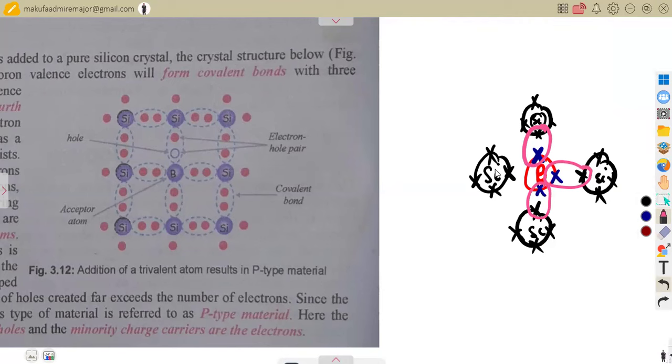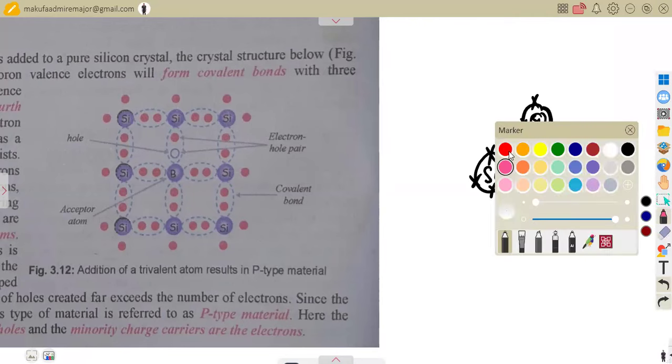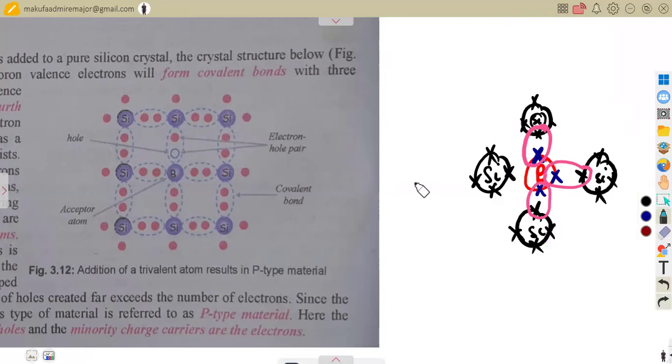What about this silicon remaining? We do not have an electron to use here, we do not have an electron to use there. So that is the part which we refer to as the hole. We are in short of electrons. So it is an electron-hole pair, where an electron is pairing with a hole.